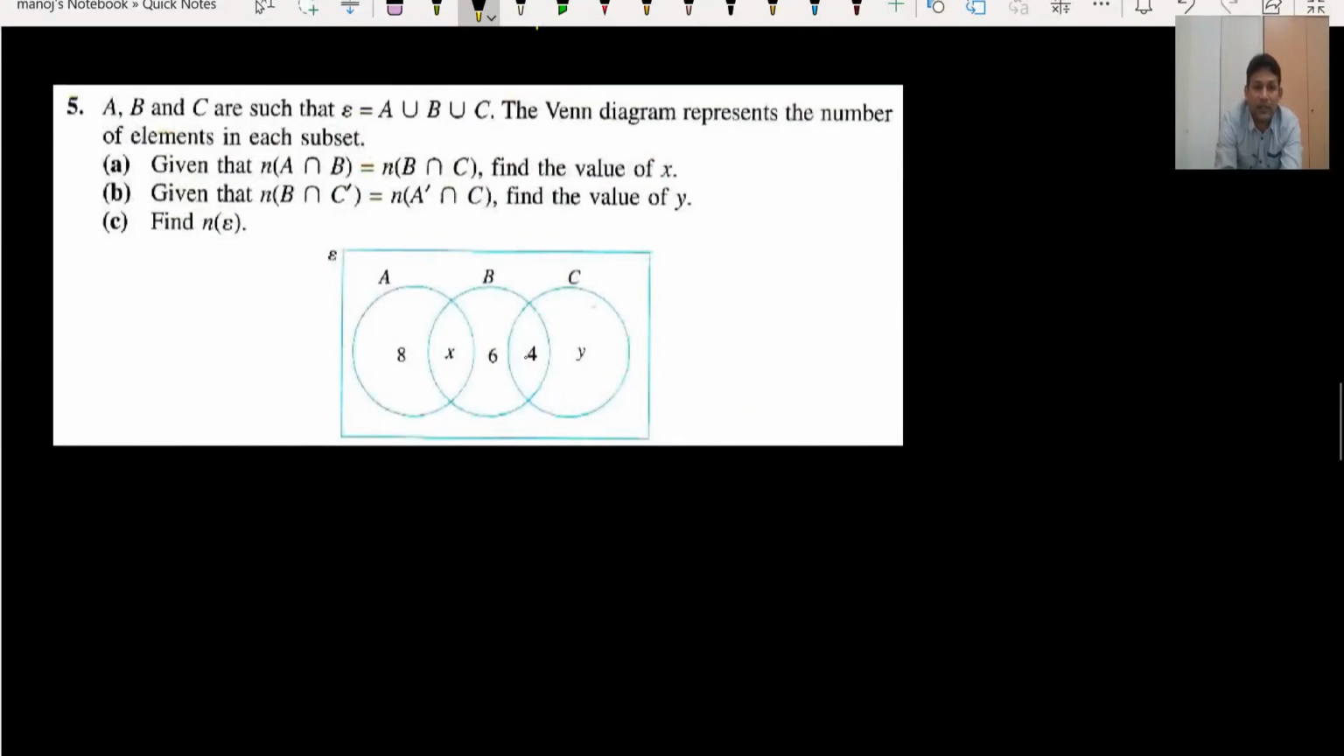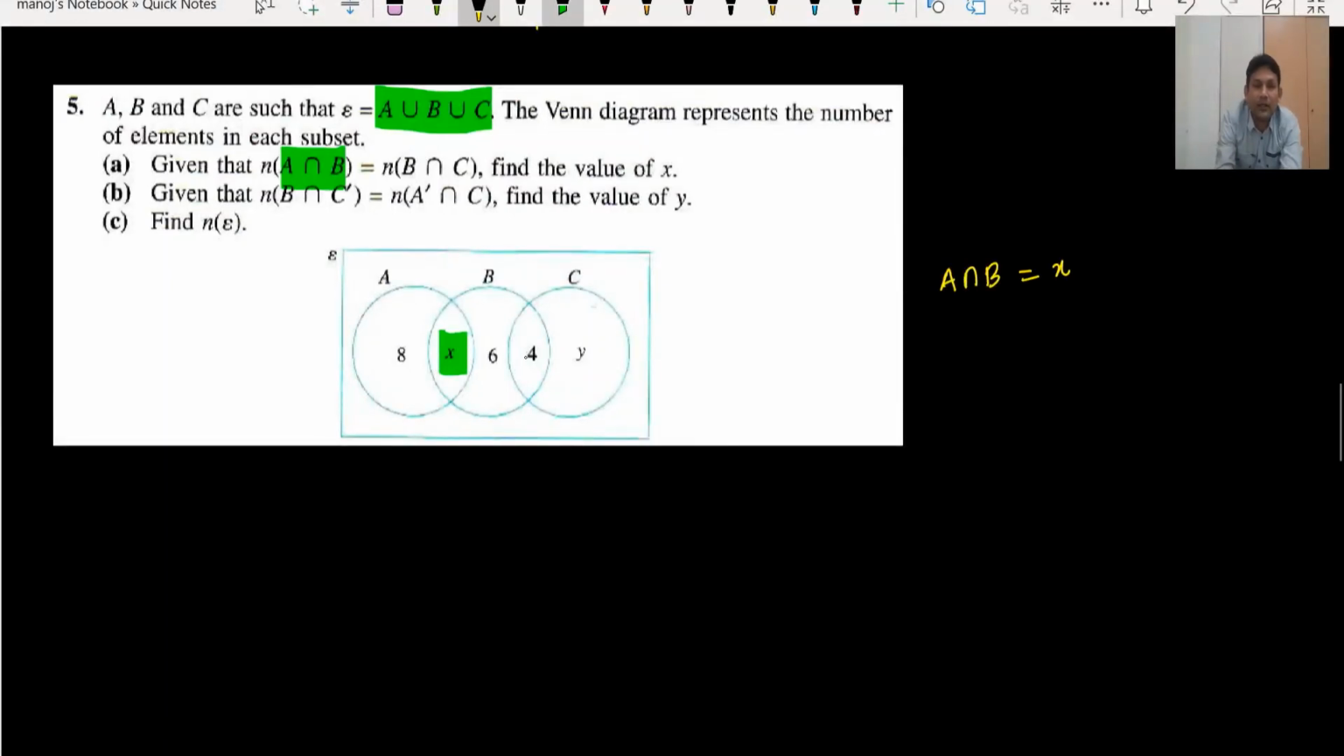ABC universal set means A union B union C is the universal set. It's a very good example. Let's see. Given that A intersection B, which area is for A intersection B? A intersection B is X. So I'm writing here: A intersection B area is only X.